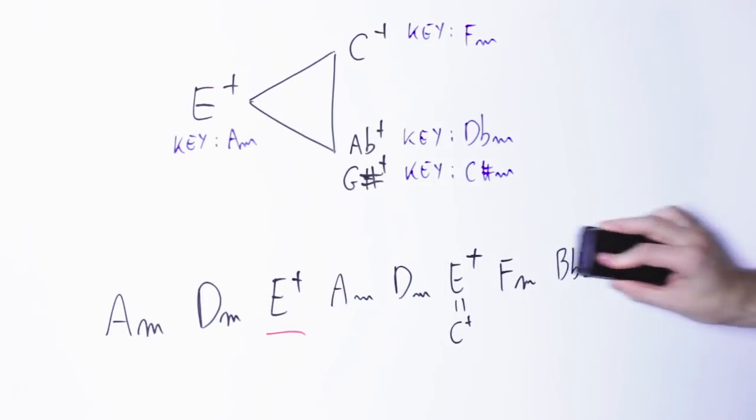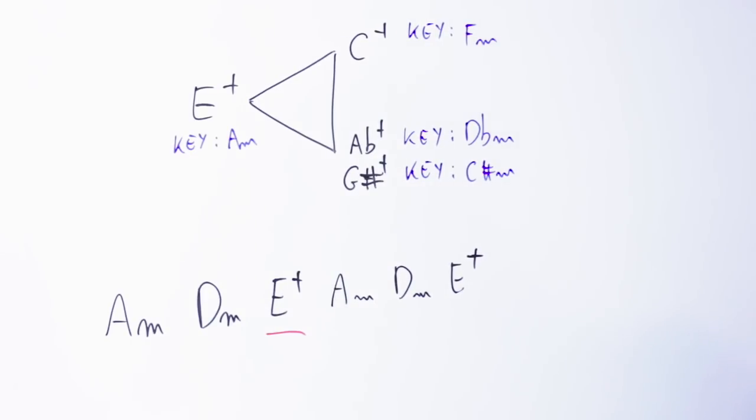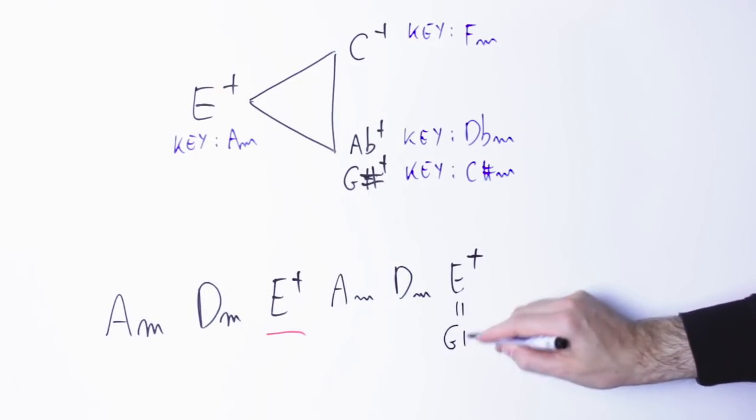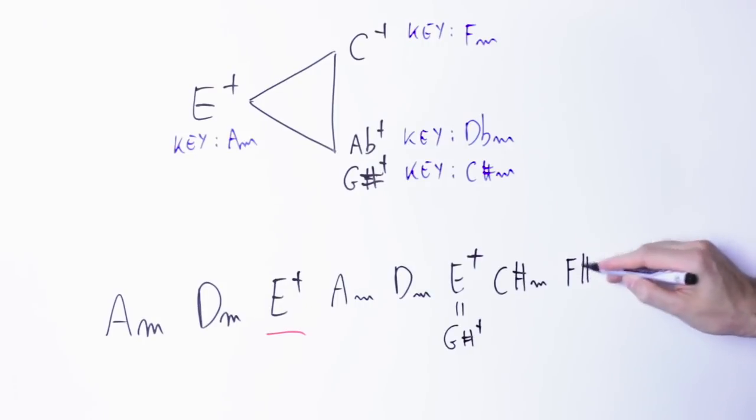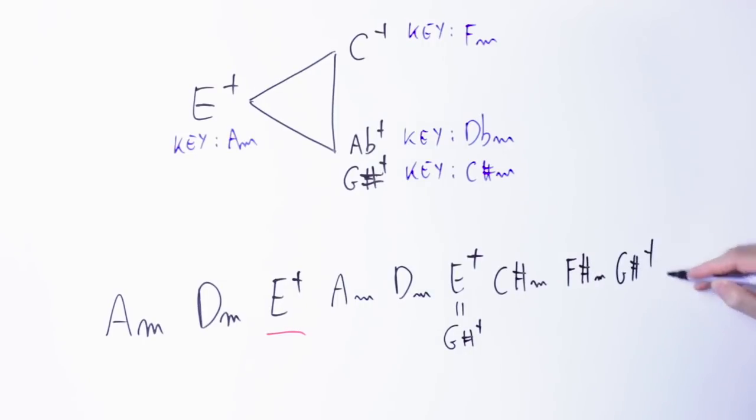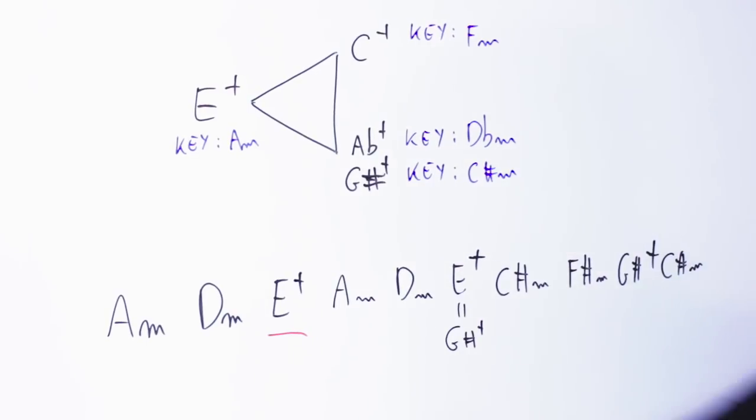Of course, I can also go the other direction, so I can play A minor, D minor, E augmented twice, and then move into C sharp minor, F sharp minor, G sharp augmented, so in the key of C sharp minor. Again, I'm playing the same chord progression in all the keys. I'm always playing 1, 4, 5.